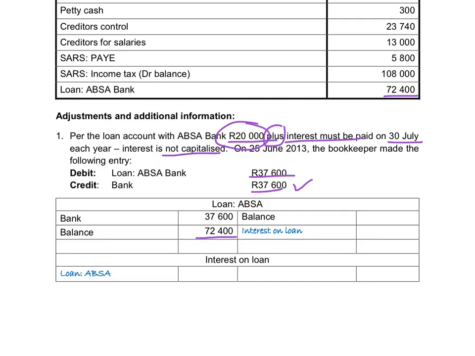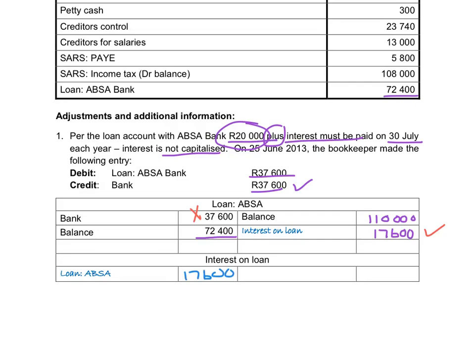If we add this together, it means that the opening balance was 110,000. Of that 37,600, we must deduct 20,000, so 17,600 was not supposed to be on the debit side of the loan account. So to correct that mistake that was made, we will record it on the credit side. And the interest on loan account will be debited with 17,600 to indicate that that is the expense for the current year.